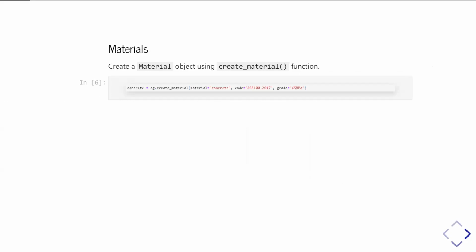So the first step of the whole OSP Grillage process is creating the materials. Now, create material. Earlier, we emphasized that we try to provide as simple an interface as possible, and here it is. In OSP Grillage, you just simply create a material using this create material function, and there will be more functions like this later on as we speak.